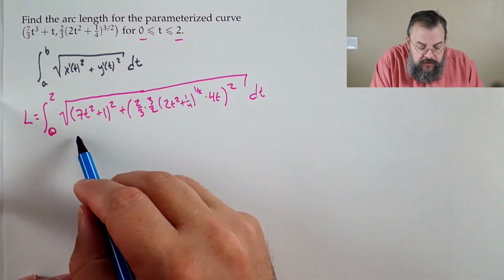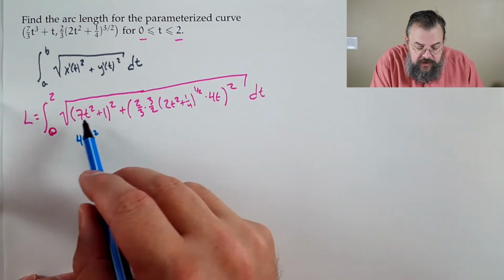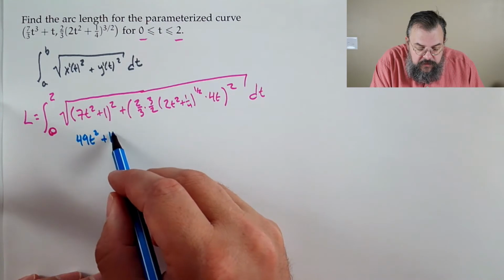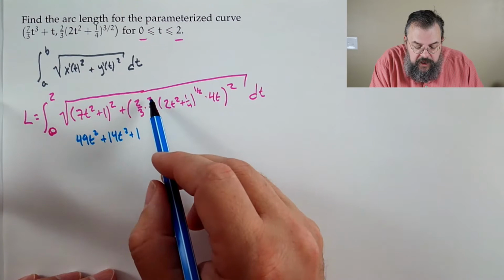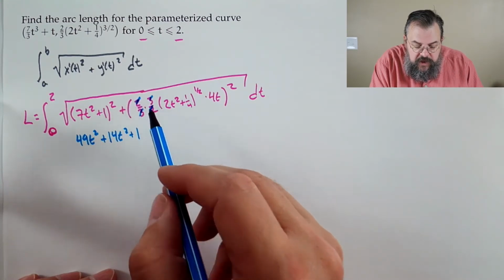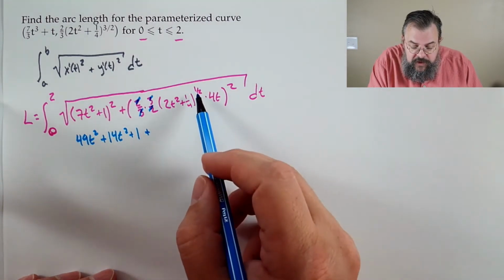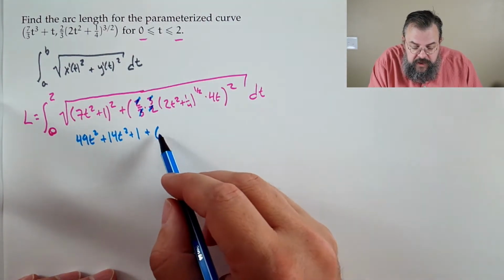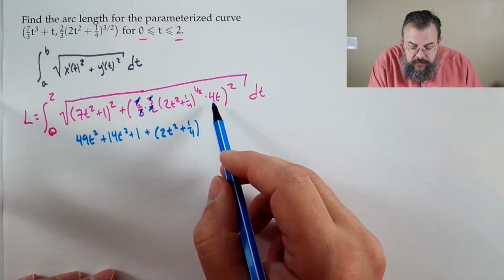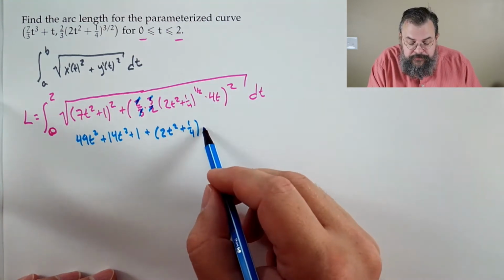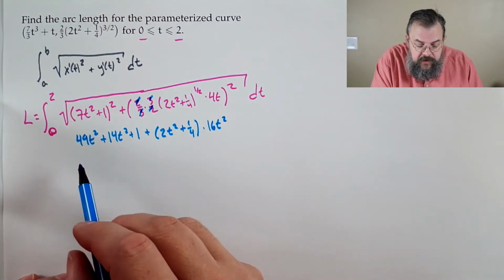Squaring it out, we've got 49 t to the 4th, square the first term. You have the cross term. Don't forget you're going to double. So 14 t squared, and then 1. Okay, here the 3's and the 2's cancel. That's some good news. And when we square, because this is to the 1/2 power, it'll just become to the 1 power. So 2t squared plus 1/4. When we square here, don't forget to square the 4 as well. So that becomes 16t squared. Okay, so that's the inside.